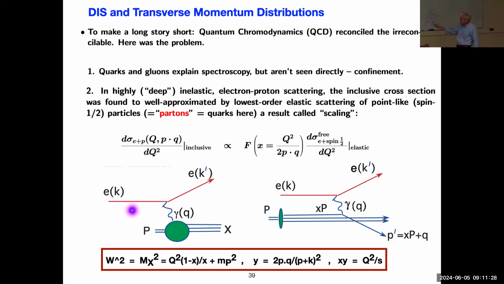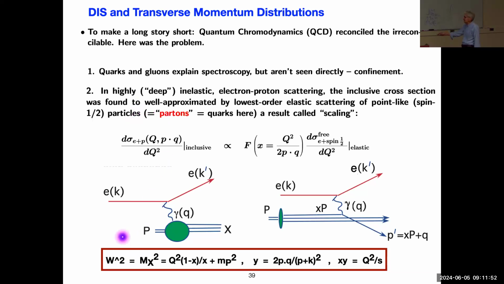Then you know k prime minus k, which is q, actually minus q, if q is going this way. So you know how much momentum has been delivered to the proton just by observing the electron. It's an amazingly beautiful experiment. That's the reason why this inclusive cross-section only depends on the momentum transfer and the momentum of the proton here.